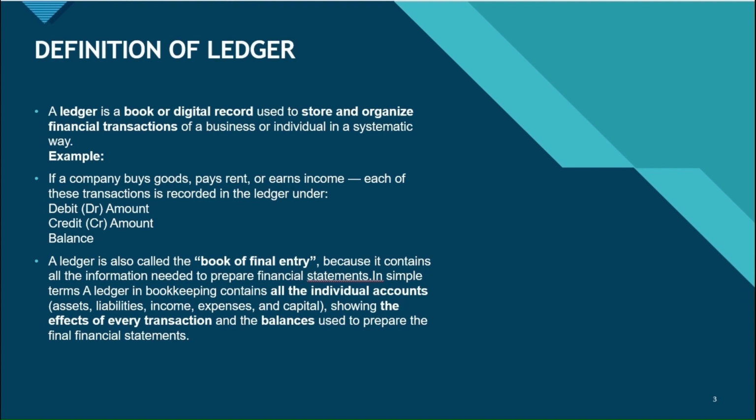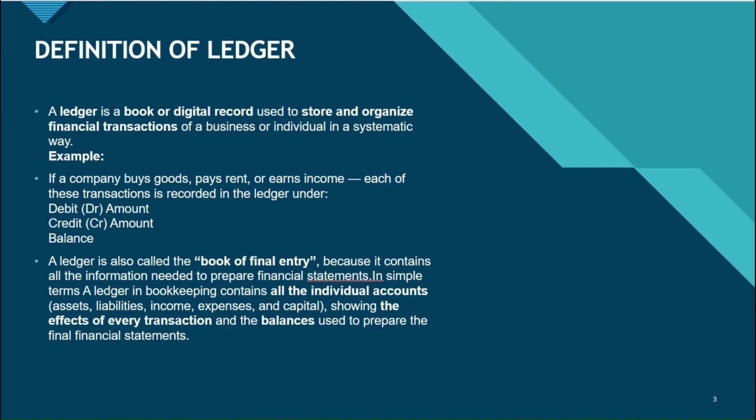3. The role, book of final entry. A ledger is also called the book of final entry because it contains all the information needed to prepare financial statements. Deeper meaning, journal versus ledger. This clarifies the ledger's place in the accounting cycle. Journal, book of original entry.